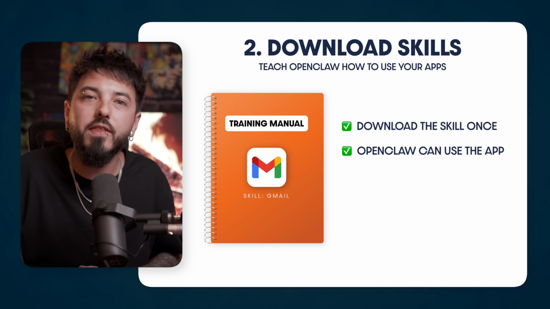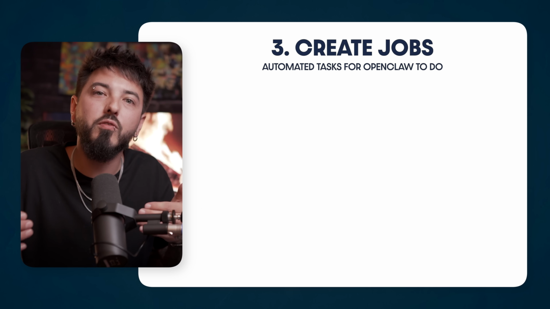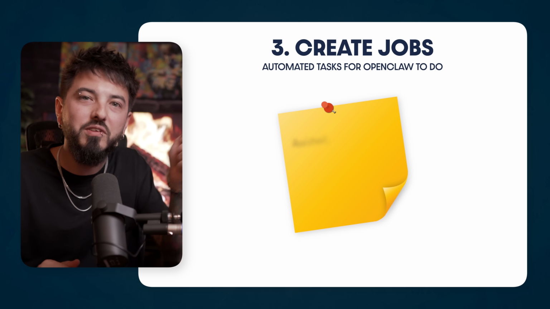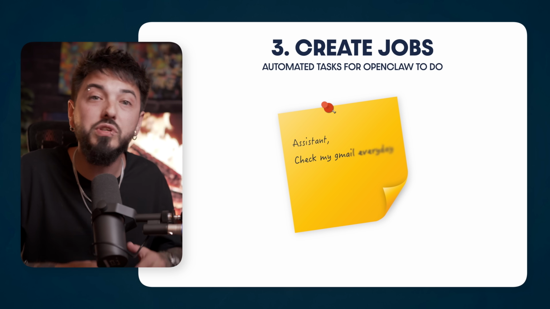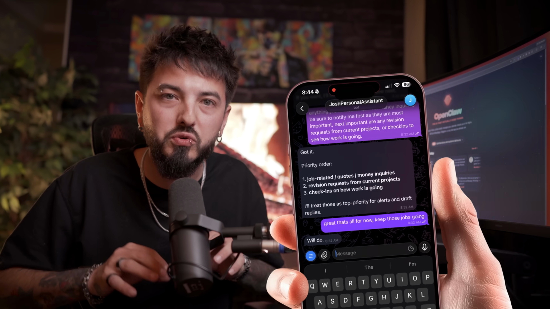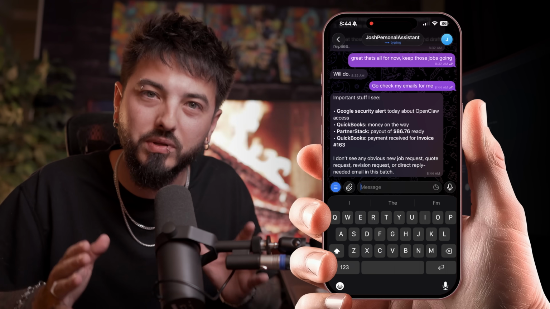Now that OpenClaw has all your apps and it knows how to use them, you can create jobs in order for it to actually complete tasks for you. So think of a job like a sticky note that you're leaving on your assistant's desk saying, hey, I need you to check my Gmail account for me every single day and let me know if there's anything important in there. And the cool thing is you just write this out in plain English. You don't have to know coding or any fancy language. You just type just like you would to a human assistant and say, hey, do this task for me, and OpenClaw will use the skills and all the apps connected to complete that task for you.